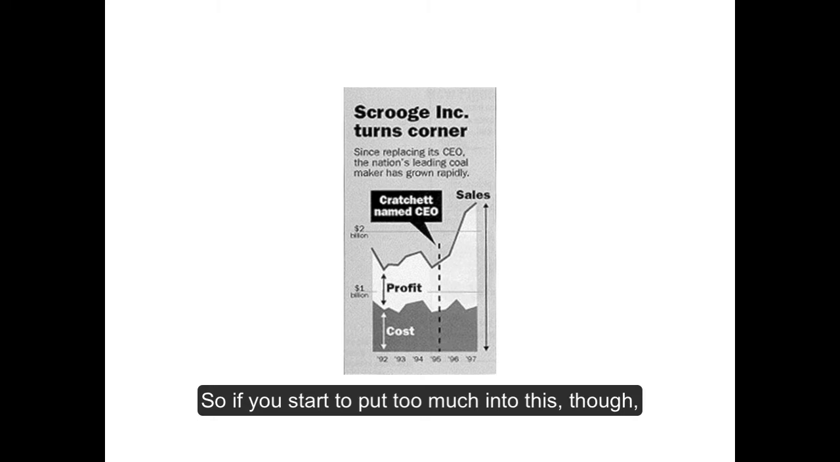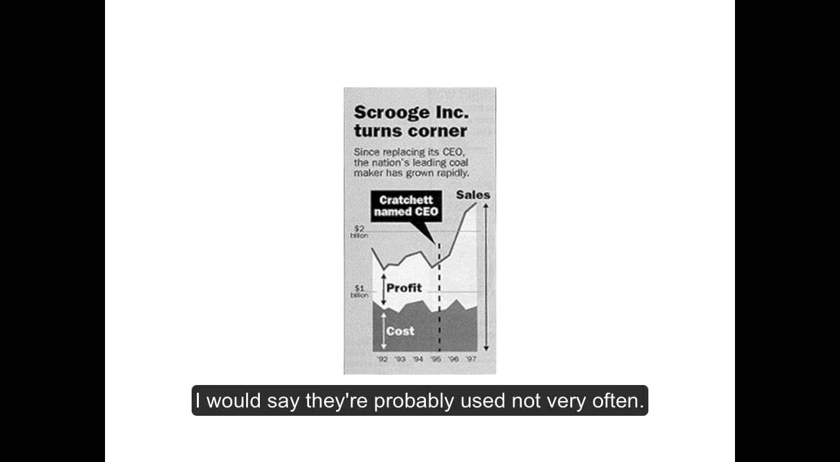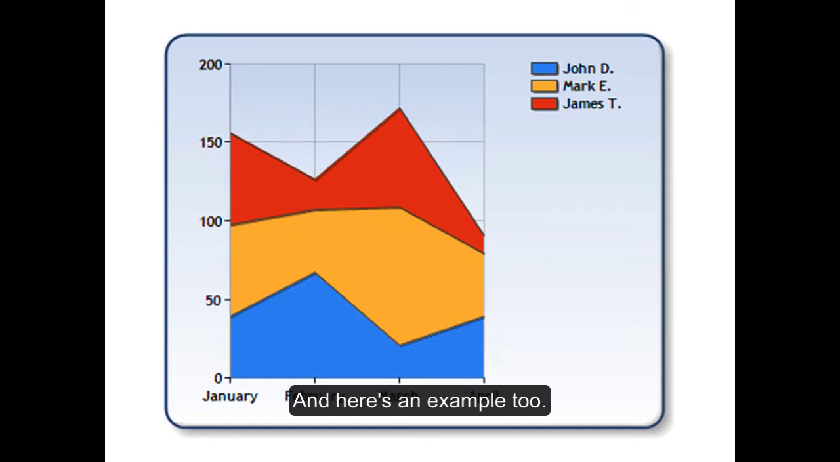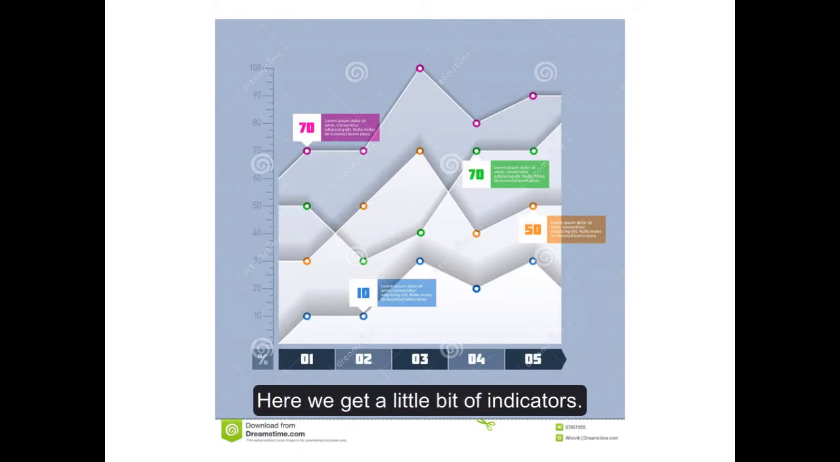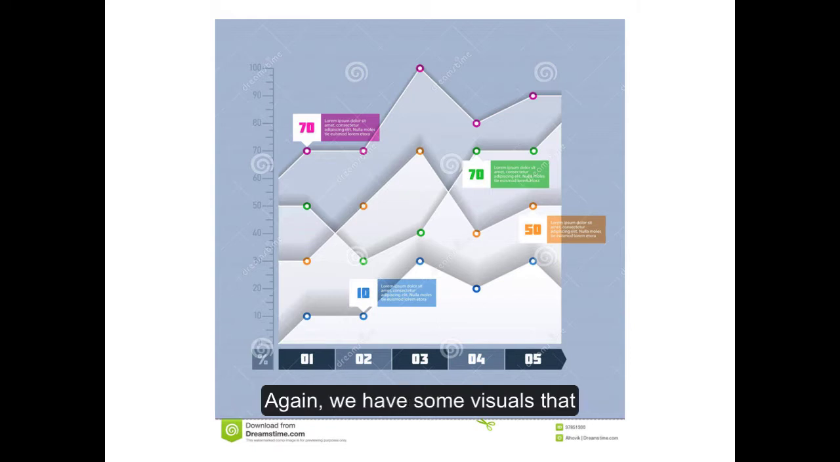Okay, so if you start to put too much into these areas, you really get confusing. So be careful with these. I would say they're probably used not very often. And here's an example, too. So what is this telling us? We really don't know. This is hard to read. Here we get a little bit of indicators, so we've got those fevers with some points in there, and then the area underneath is what we're including. Again, we have some visuals that help define areas, which is good.